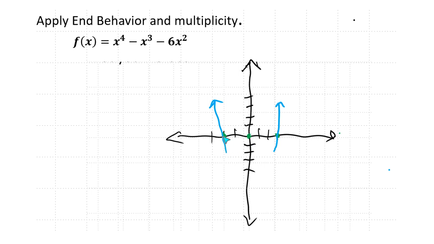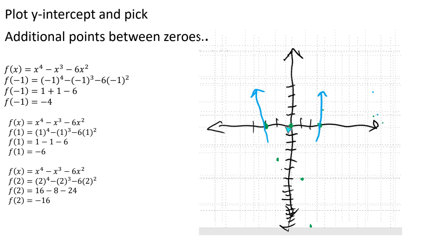To get all the in-between, we're going to plot some points. You want to plot points on the left side and right side. If you plug in negative 1 for all your x's, you're going to end up with negative 4. If you plug in x equals 1 for all your x's, you're going to end up with negative 6, which is right here. And if you plug in a 2 for all your x's, we're going to end up with negative 16 down here.